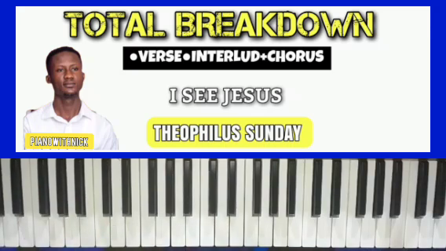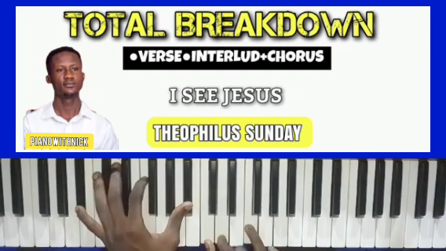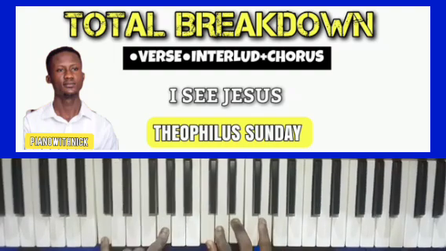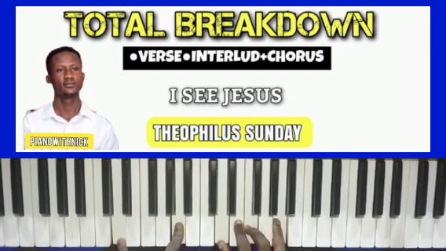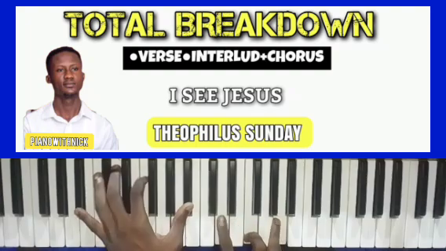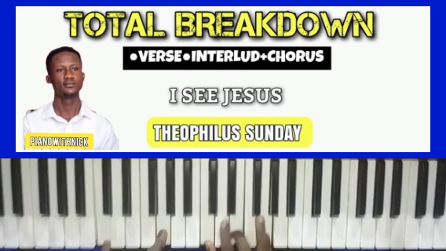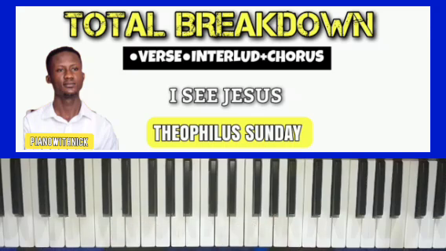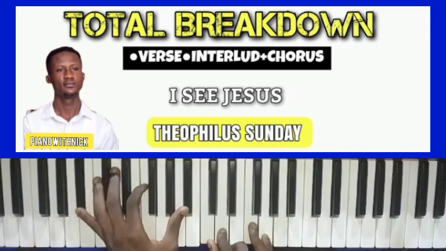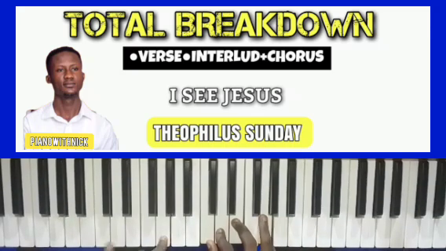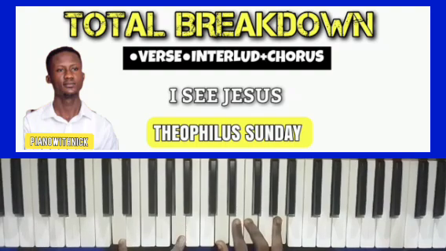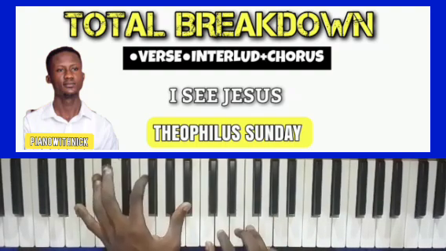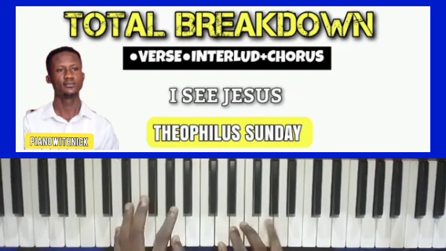Okay, so Hallelujah, Father, to the Lamb upon the throne. Hallelujah, to the Lamb upon the throne. So basically it goes from the 4, the 5, the 6. Okay, so the 4 is the same as the Fa, the So, and the La.